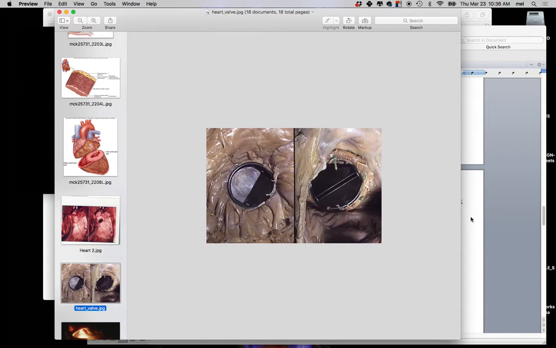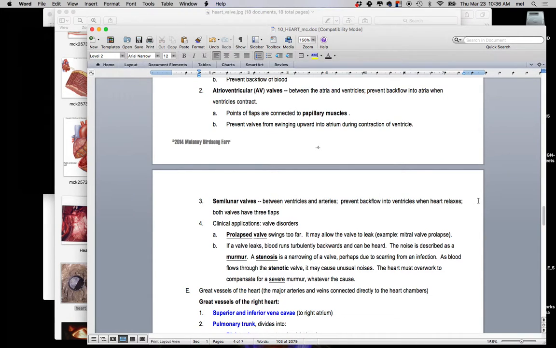So that's mitral valve prolapse. It can happen with other valves. Of course, it's a big deal if the entire thing prolapses because it's going to compromise the functionality of the blood flow.